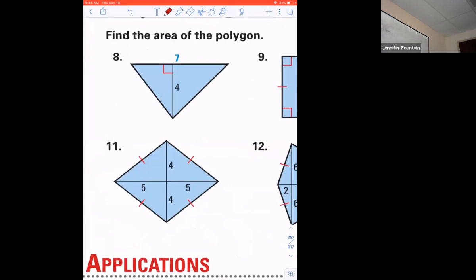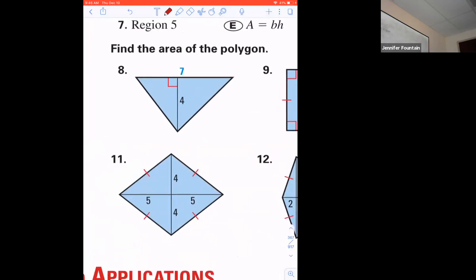So let's look at number 8. If my formula of a triangle is 1/2 base times height, what is my base in number 8? 7. What is my height? 4. What is 7 times 4? 28. What's half of 28? 14. So the area for number 8 is 14.